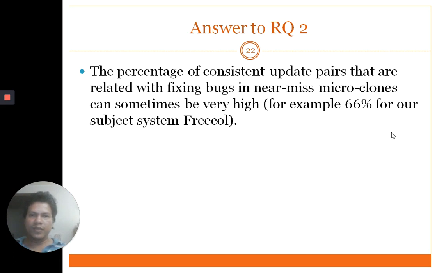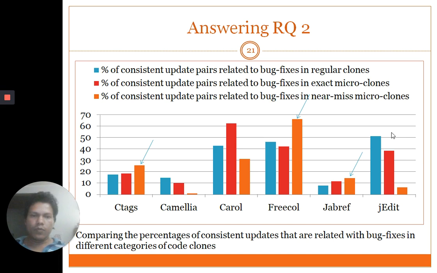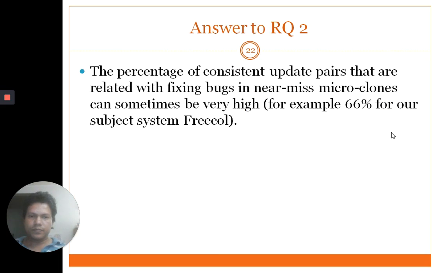From RQ2, we realize that the percentage of consistent update pairs that are related with fixing bugs in near-miss microclones can sometimes be very high. For our subject system Trickle, this percentage is near 66%.